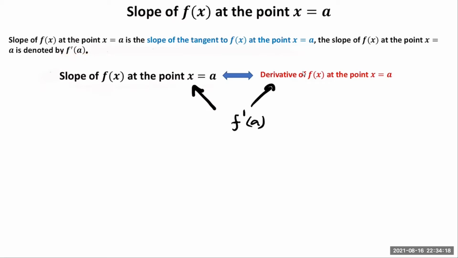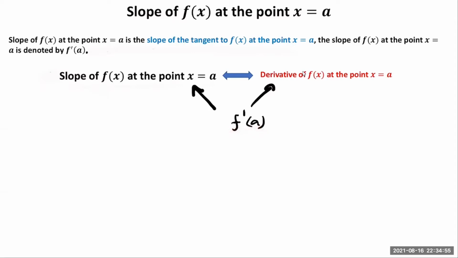And I want to introduce another name for the slope of f of x at the point x is equal to a. Slope is the same as the derivative. Sometimes we say the derivative of f of x at the point x is equal to a. It is the same thing as the slope of f of x at the point x is equal to a. In other words, the names slope and derivative are the same. And they both are denoted by f prime of a. This is the slope of f of x at x is equal to a, or the derivative of f of x at x is equal to a.